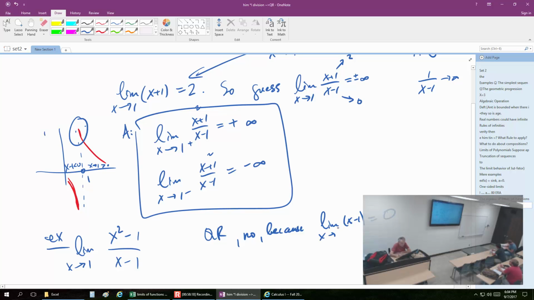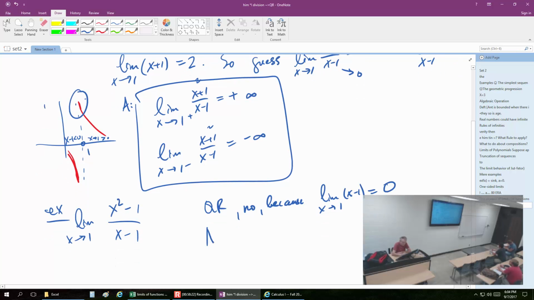But what makes it worse is the limit of the numerator. What's the limit of the numerator? 0. So in other words, what we end up with is an indeterminate expression.